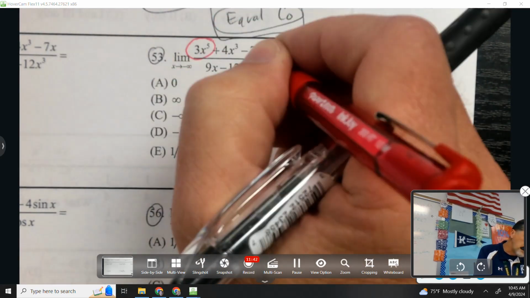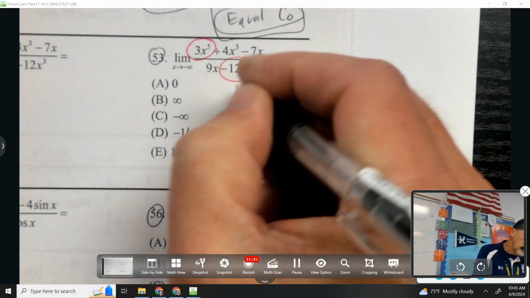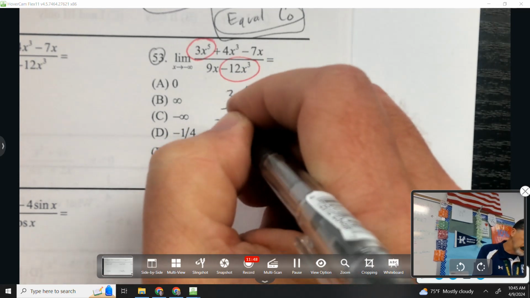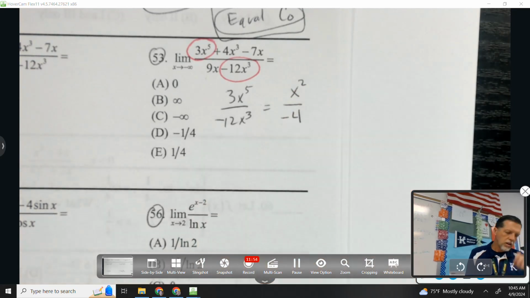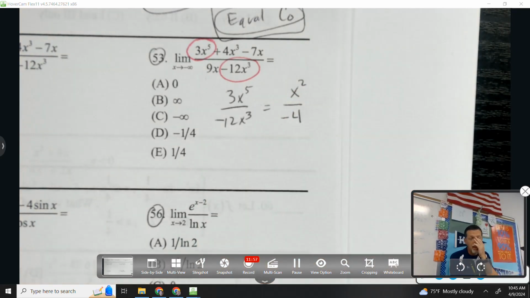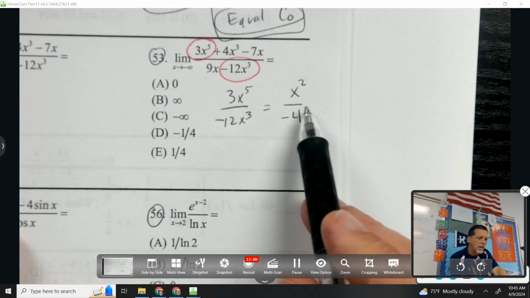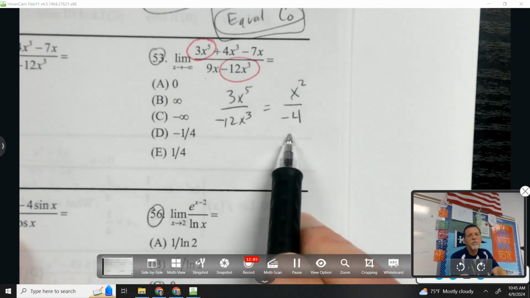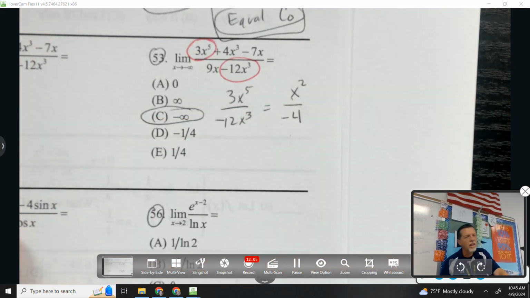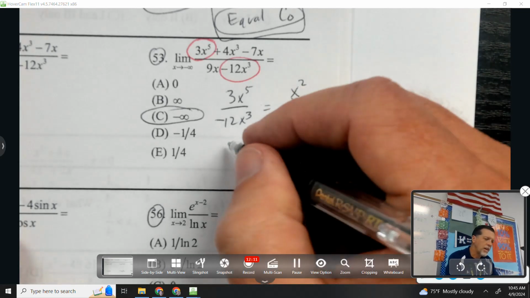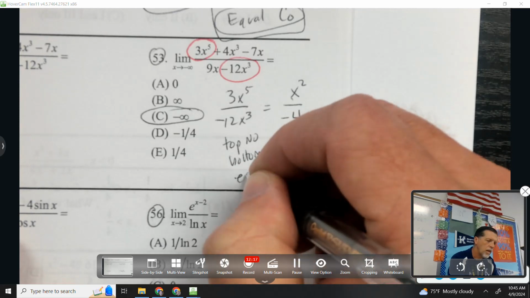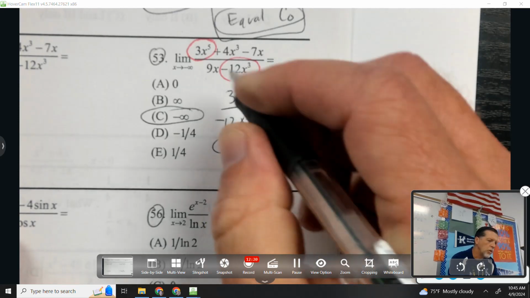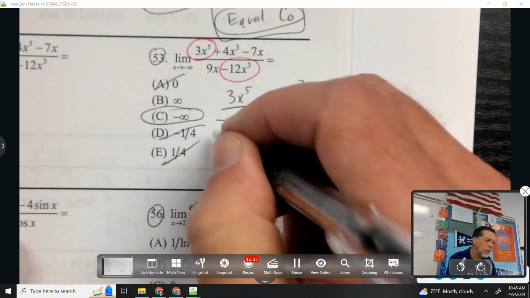I still want to be looking at the big terms. So 3x to the 5th over -12x cubed. That would be x squared over -4. And if I plug in -infinity, square it, I'll get positive infinity, but divide by negative, I'm back to a -infinity. So I don't know that top no, bottom O equal co works that great on this one. If the top no, which I guess means you know it's an infinity, but then you got to figure out which one it is.